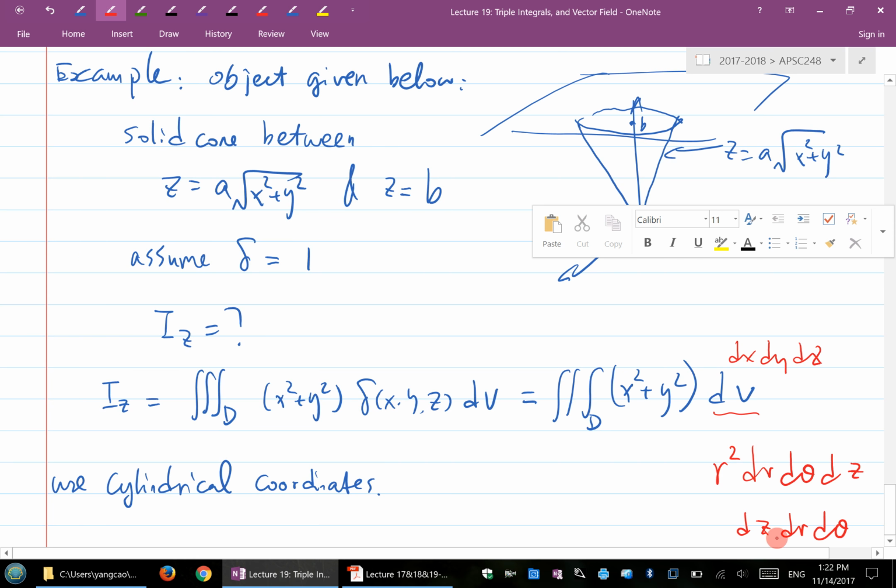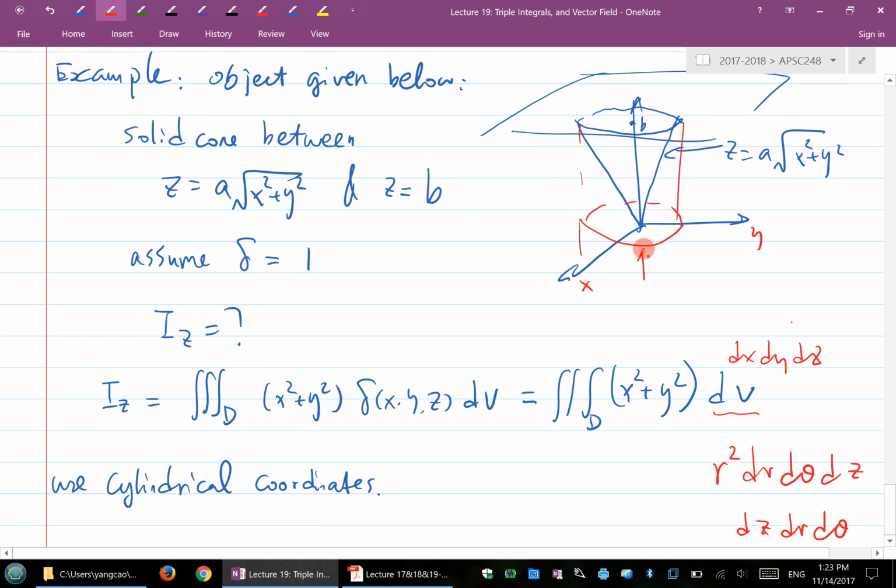But in order to find the z limits, there's another step you need to do. You need to sketch the shadow of this 3D object in the xy plane. So the shadow is basically a circle here. Okay, that's your shadow. Because you will use the shadow to find r and theta, right? Then within the shadow, any point within the shadow, you draw an arrow line across this region D, in the z-axis direction.